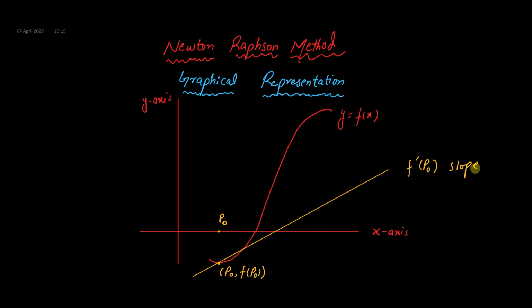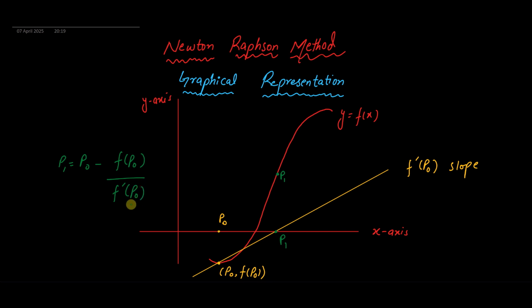So the idea is to follow the tangent line until it intersects the x-axis, and the x coordinate is your next approximation. So we call it P1. It lies somewhere here. So mathematically, P1 is equal to P naught minus f of P naught divided by f prime of P naught.